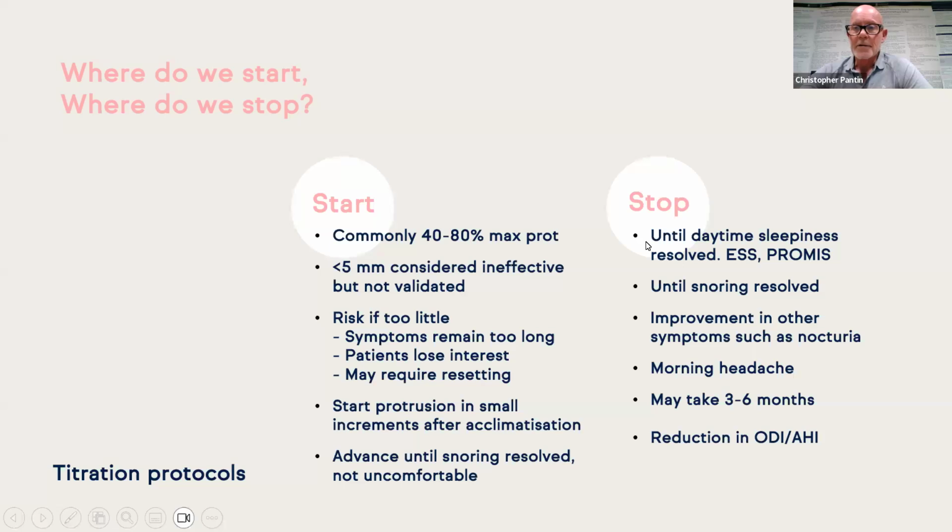And then where do you stop? You stop when patients are no longer sleepy, because that is a very important symptom of obstructive sleep apnea. And you can use things like the Epworth Sleepiness Score or the new PROMIS score, which is probably more robust than the Epworth Sleepiness Score. Again, stop when snoring is resolved, and there is improvement in other symptoms such as morning headache and nocturia, and just be aware it may take 3 to 6 months. We're also looking for a reduction in ODI or AHI.